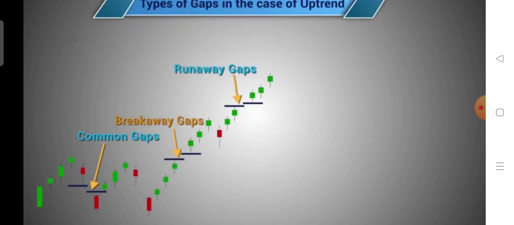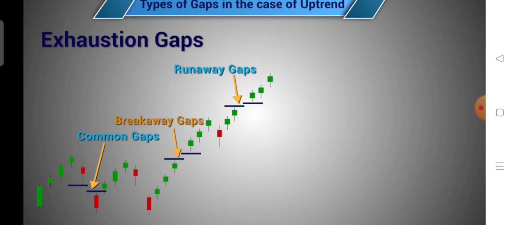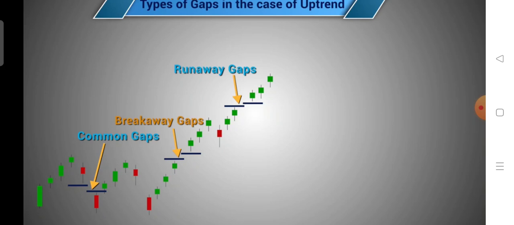Now, the last kind of gap that we are going to discuss is the exhaustion gap. Suppose we are already in a big up move, which has played out for quite a long period of time. Now, there is a gap created in the market. What happens after that is that the market goes a little bit higher and then after one or two candles, or in the same candle itself, the gap may be filled and eventually the market moves lower.